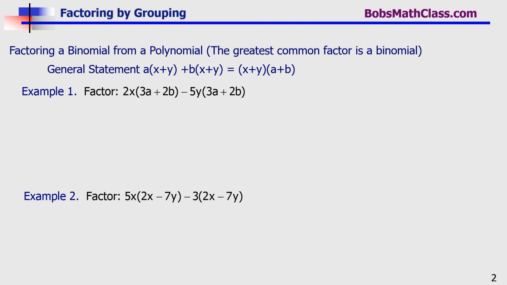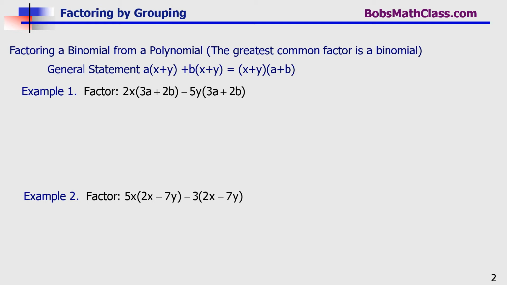So we're going to use that as a general statement. We're factoring a binomial from a polynomial. When the greatest common factor is a binomial, whenever you see the same thing, that's written first, and then whatever's left over goes second. So a times x plus y plus b times x plus y is x plus y times a plus b. Both of them have to be in parentheses. If you do not write the x plus y in parentheses, then it would be considered wrong.